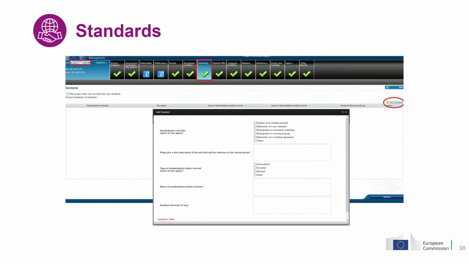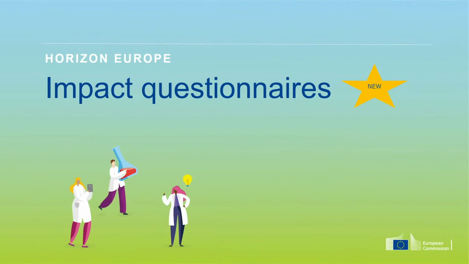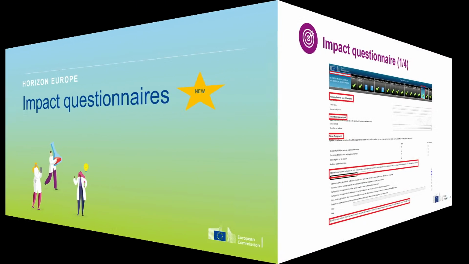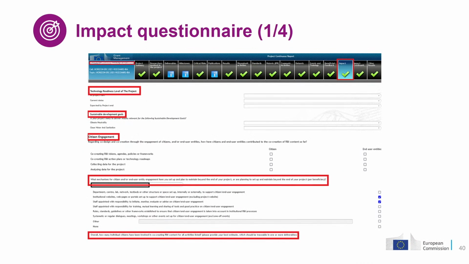Now we have a new section concerning standards, and the change from Horizon 2020 is that you don't only describe if there is a standard coming from the project, but also if there were activities related to the creation of a standard or the update of a standard. And now there is also another section related mainly to policy impact. So there is an impact questionnaire which has to be filled in. You can start already before, but at least at the end of the project. There are specific questions that you need to answer, which are targeting policy-related things. So the first question, as you see, is the technological readiness of the project.